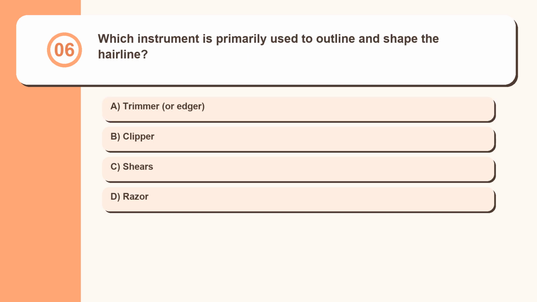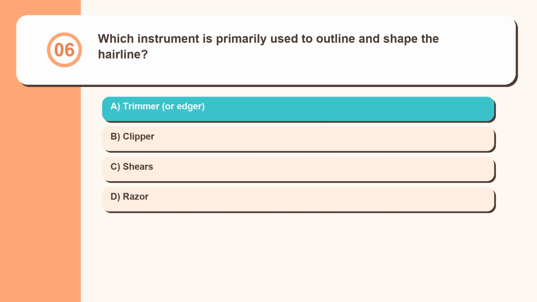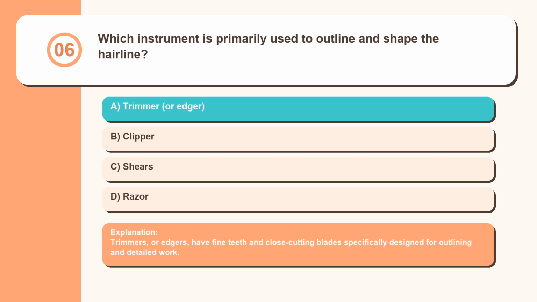Question 6. Which instrument is primarily used to outline and shape the hairline? Trimmer or edger, clipper, shears, razor. Trimmers, or edgers, have fine teeth and close-cutting blades specifically designed for outlining and detailed work.